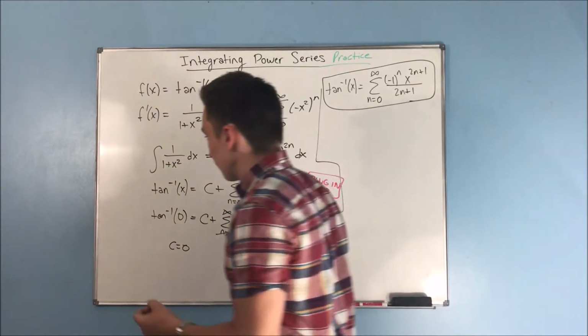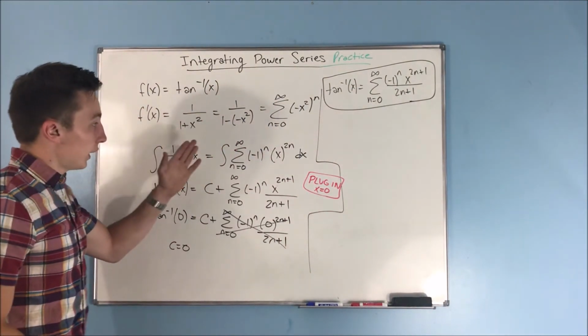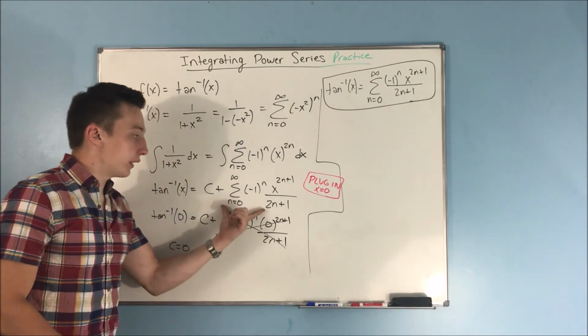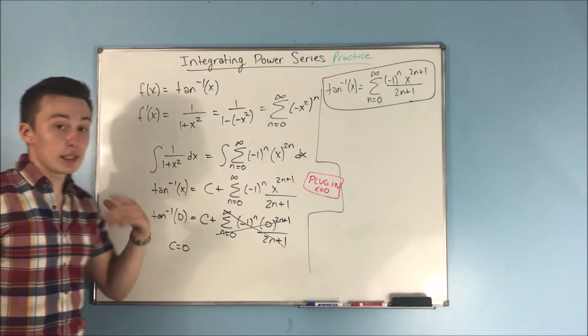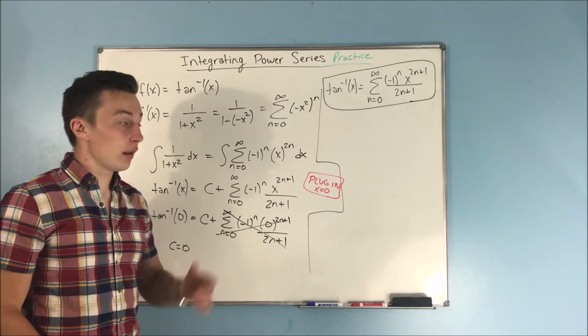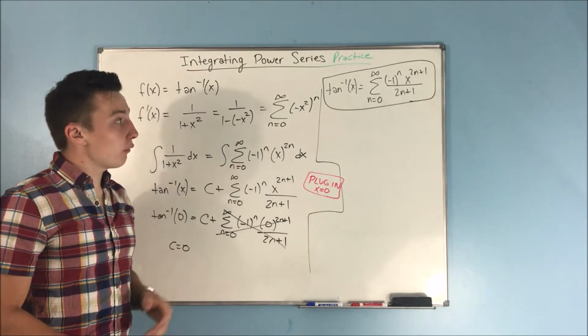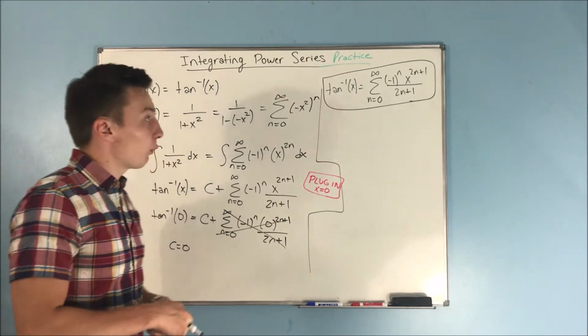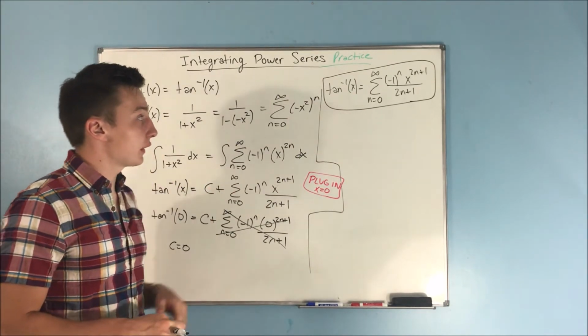And there is your power series. So all we had to do here was just integrate a power series in order to get the power series that we were looking for that describes tangent inverse of x. So now what if we wanted to find the radius of convergence here? What if we wanted to find the radius of convergence for this?